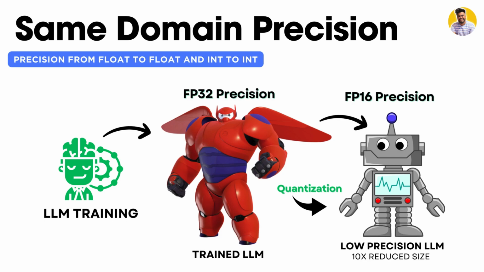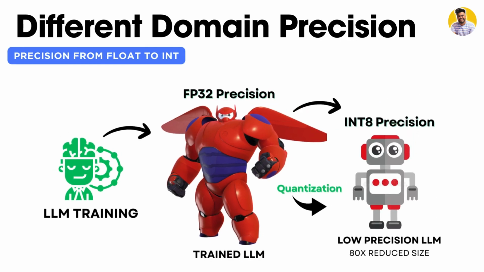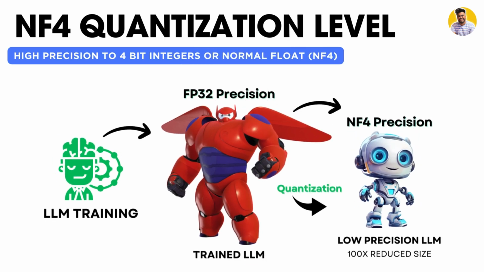Okay, so the next quantization level is when we quantize the 32-bit precision format to the INT8 precision format. It reduces the memory footprint by a very large chunk, but also causes a great loss of accuracy. And the next one is called INT4 quantization. In that, we convert the 32-bit precision to 4-bit integers or specialized data types like normal float. So these are the quantization levels that are already achieved.